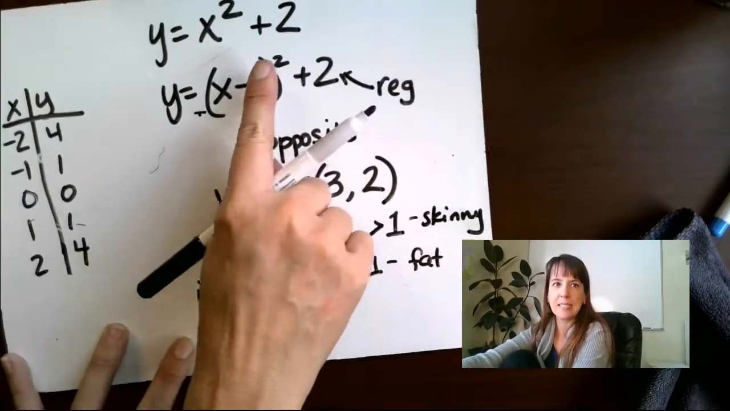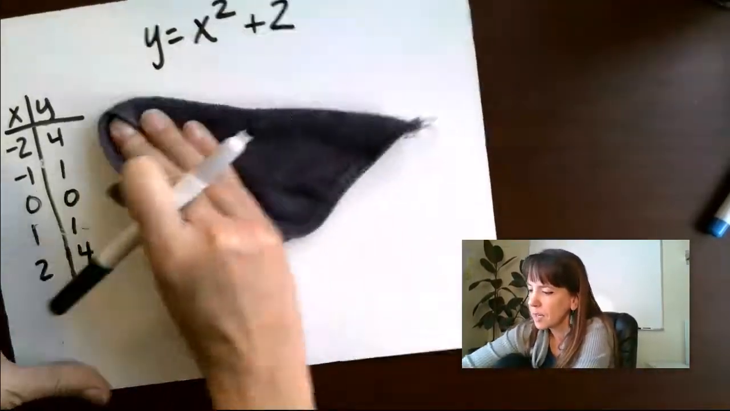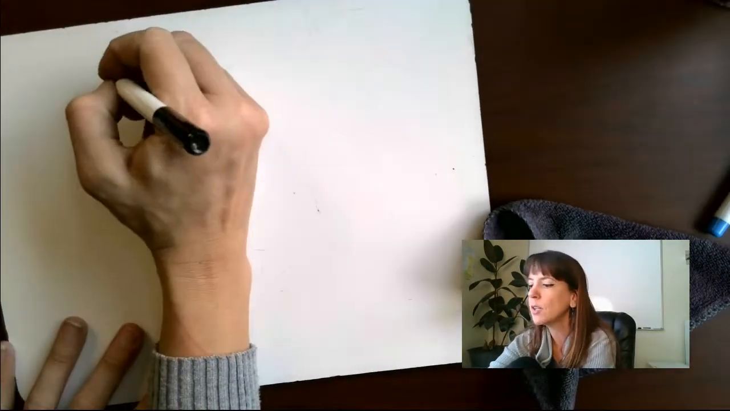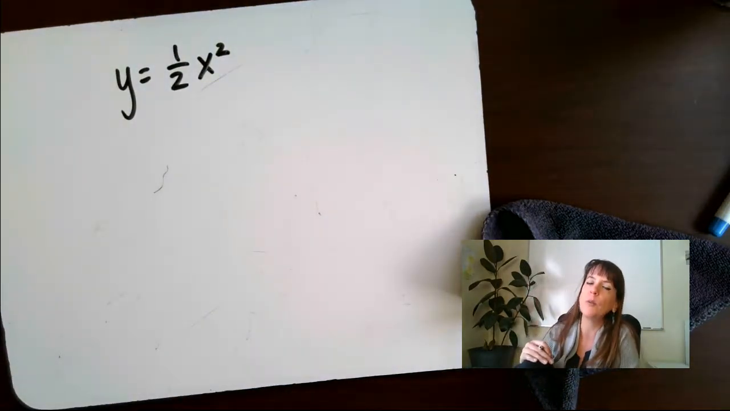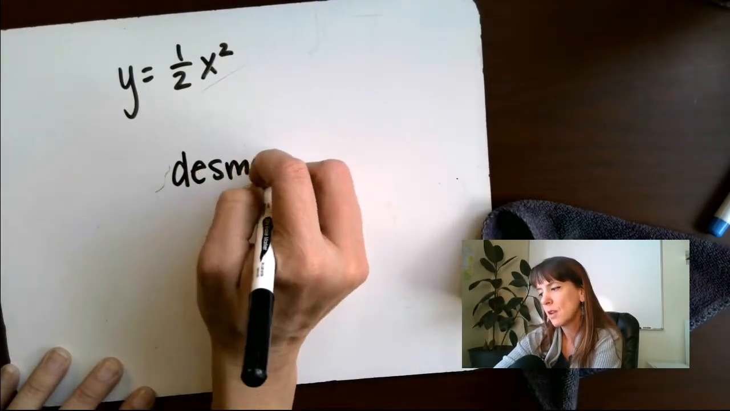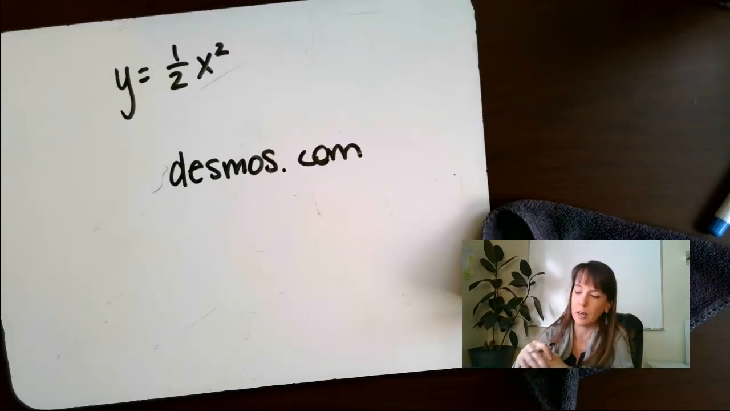So let's take this guy as an example, right? We're going to go back to a simple one. I think that'll be easier. So now we know how to manipulate graphs, moving them left, right, up, and down, right? The key here, though, is going to be that fat and skinny. So let's do this. Y equals 1/2 x squared. Guys, if you don't already know, this unit will be much easier if you either have a graphing calculator, I don't recommend it, or bring a laptop or a device and use Desmos.com. You can graph any of these equations on desmos.com, okay?